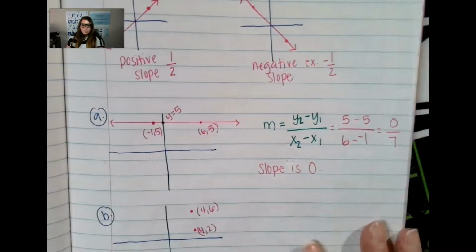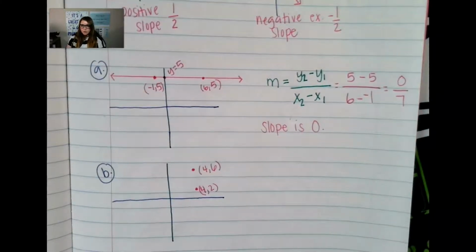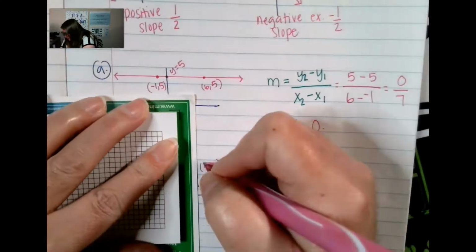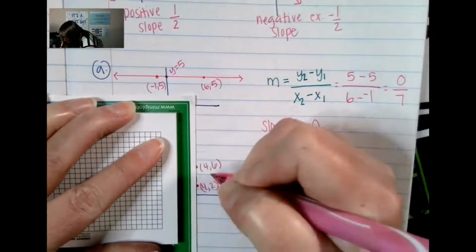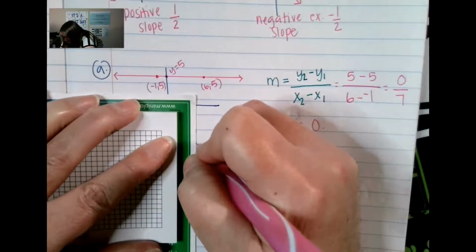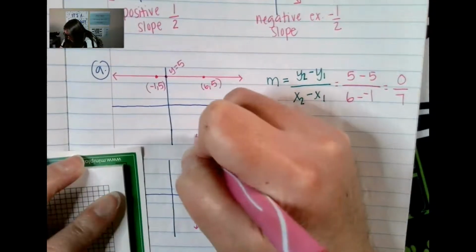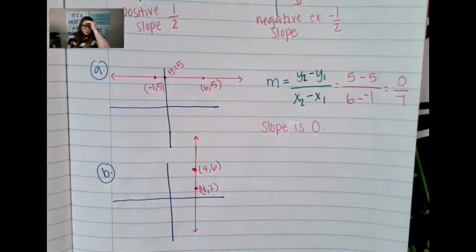Again, you can graph these right on top of your graph paper, these grid papers if you want, or you can save them, your choice. Okay, so this line also, because the values here are the same, it does not have any slope to it. So let's look at this one. So this one is a vertical line that just goes straight up and down.